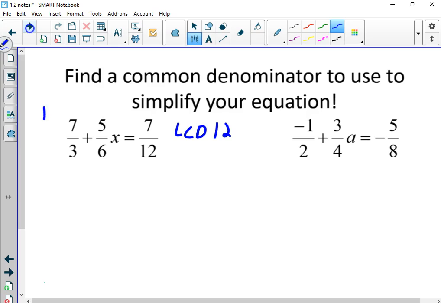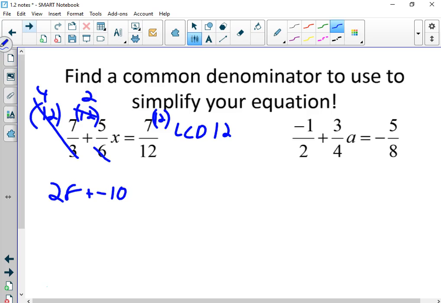Watch this. If I multiply by 12 here, and I multiply by 12 here, then I multiply by 12 here, watch what happens. This is what we just did. We can do 7 times 12 divided by 3, right? Or, can you cancel 3 into 12? You betcha, because it is a common denominator. What's 4 times 7? 28. 6 goes into 12 how many times? 2. So that's going to be 2 times 5 is plus 10x. And then here the 12 just cancel, equals 7.